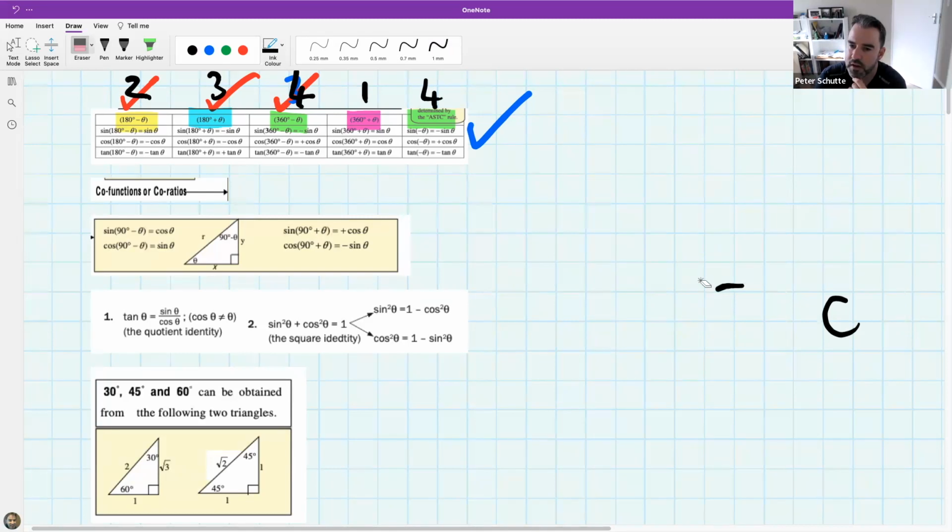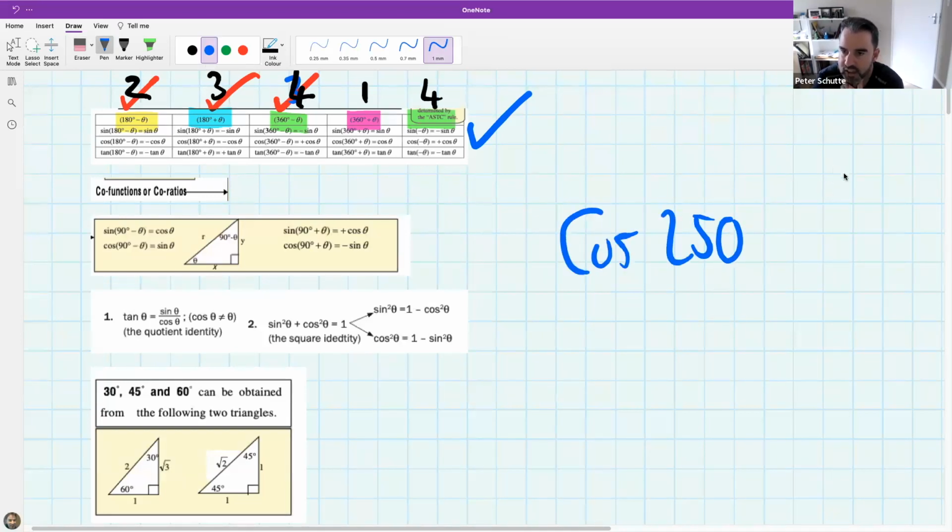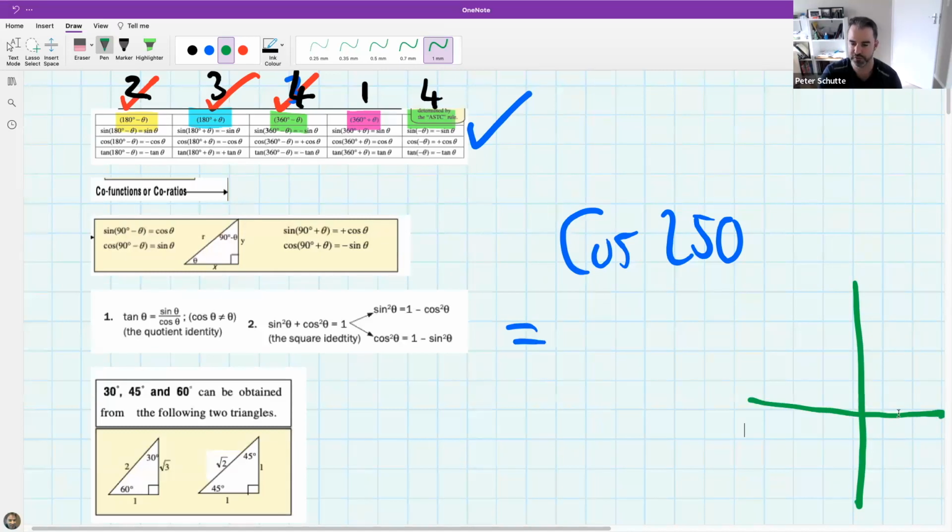Okay. So now what I want to talk about is if I have the sine, in fact, what I had last time. Okay, don't worry. We're going to do another one here. If I say you need to reduce the cos of 250 using the nearest vertical axis, I want you to think about that. So let's visualize what an angle of 250 looks like.